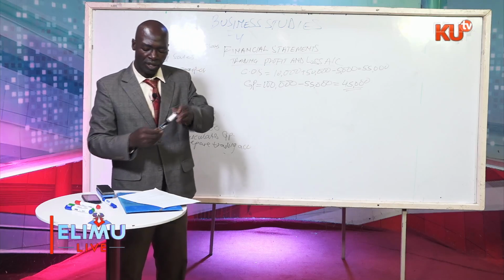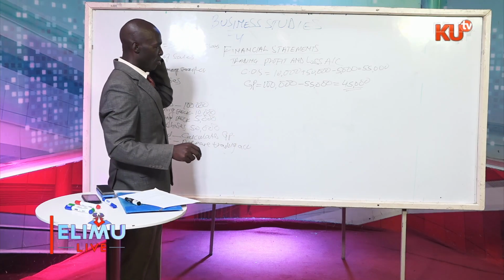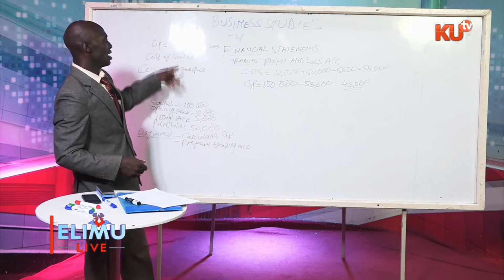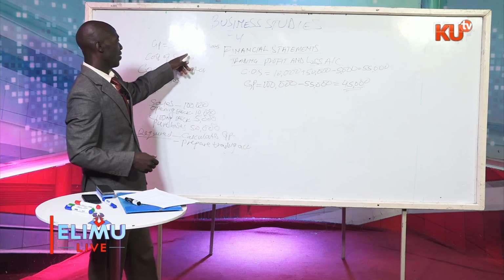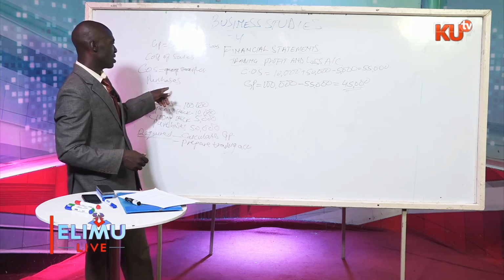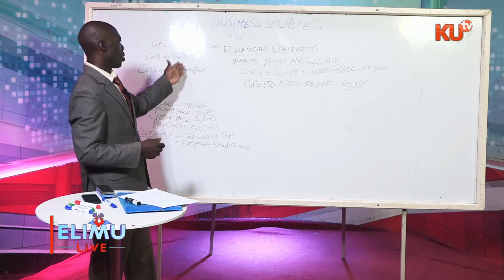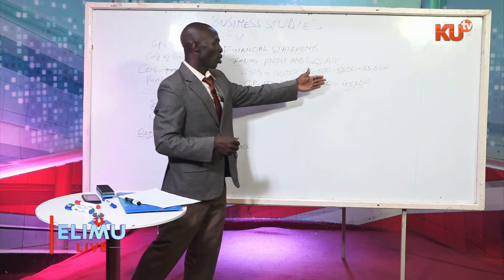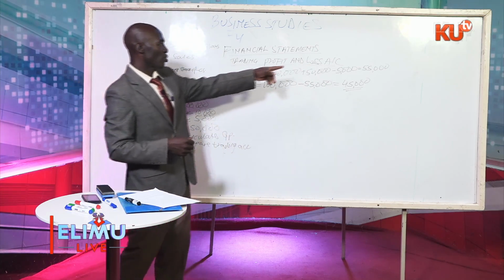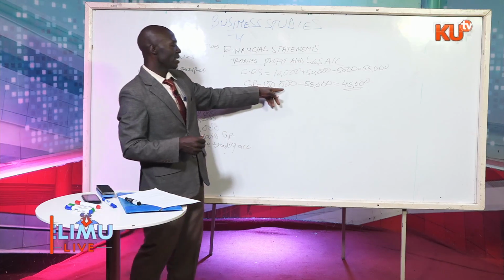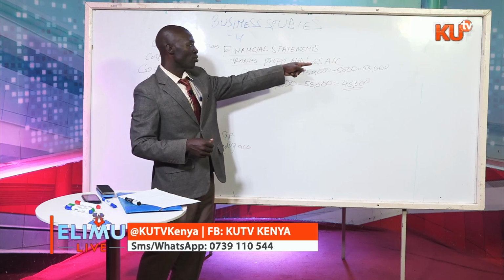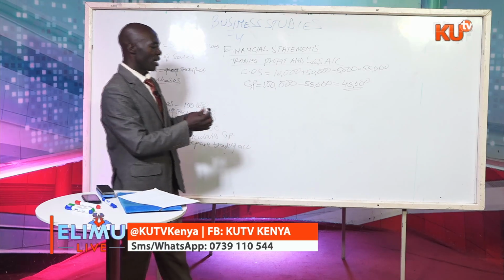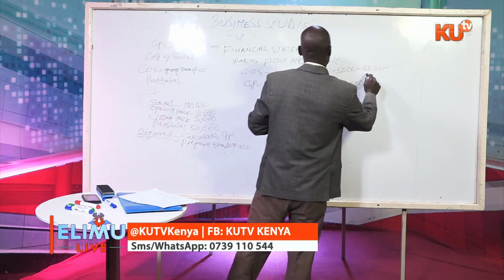So in this case, gross profit is calculated by identifying the sales and the cost of sales. You first find the cost of sales by getting the opening stock, adding the purchases, and subtracting closing stock. Then you take the 100,000, which is sales, minus the cost of sales that you have just gotten, and you arrive at an answer of 45,000, the gross profit.